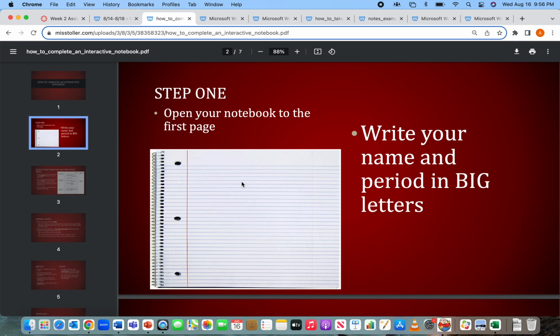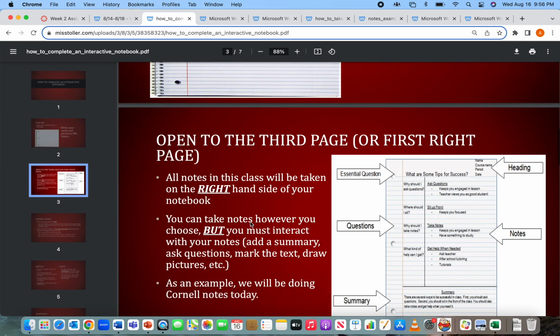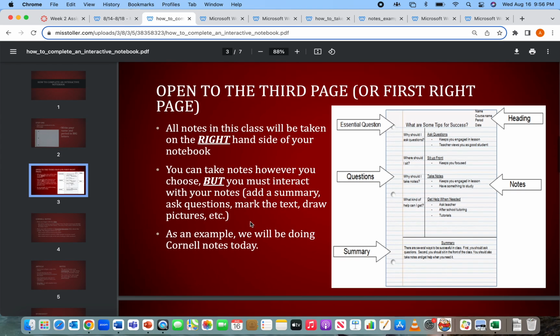I know some of you had gotten your notebooks already and had written your who discovered America notes in there. You can keep them, you can get rid of them, it's up to you, but either way, make sure that your name is in big letters. Then you're going to open to the third page, or the first right. When you first open your notebook cover, you'll have just the one page. When you turn it, you'll then have a left and then a right page. And we're going to start with the right page for this class.